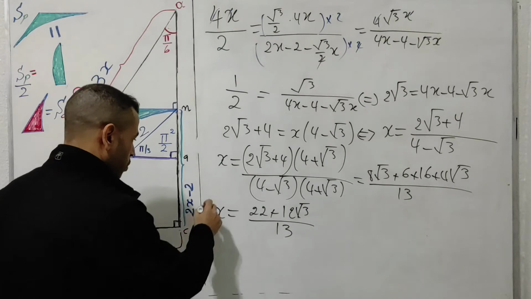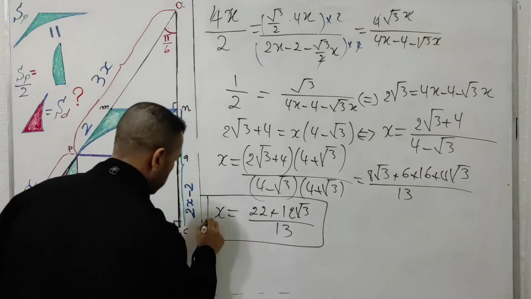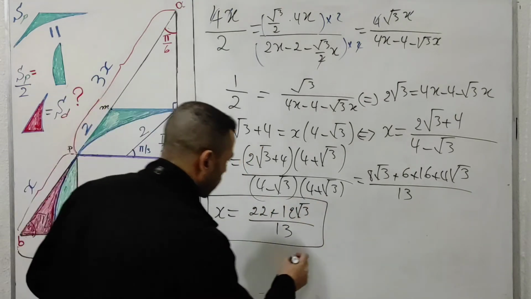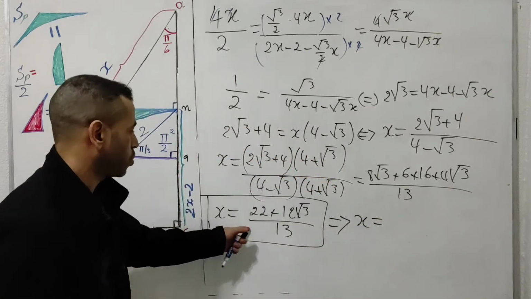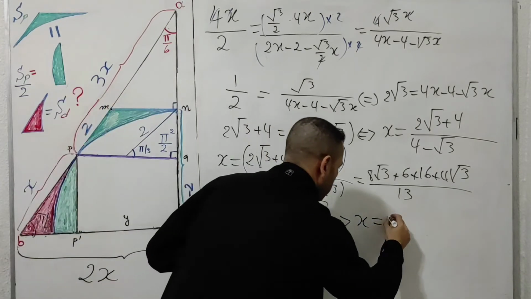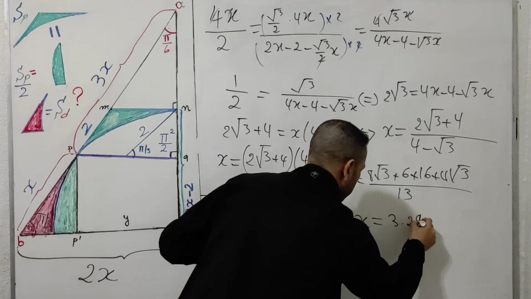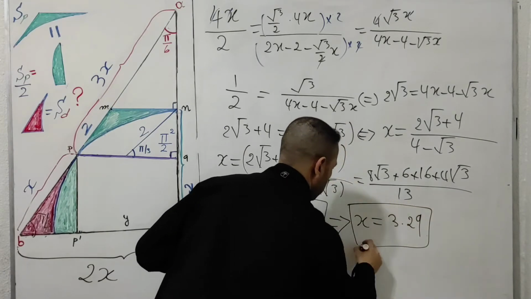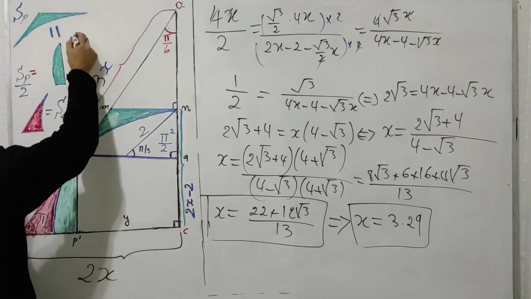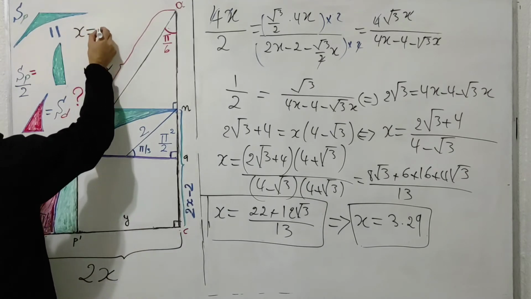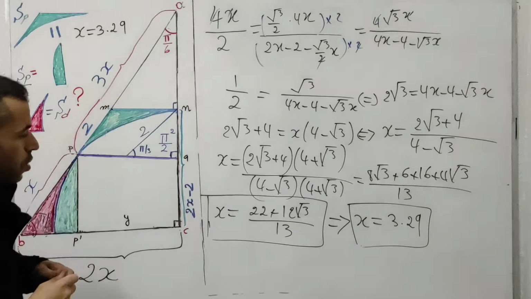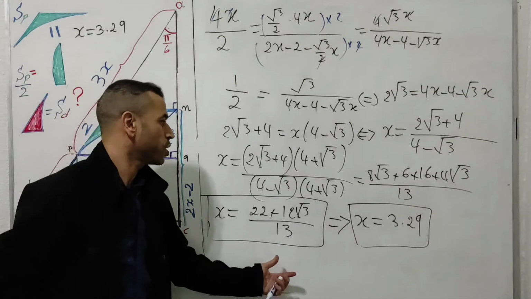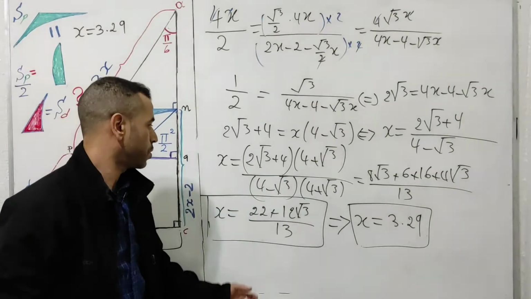Okay, so here is the x. So the value of x after calculating this one is giving you 3.29. Okay, so let's set x here equal to 3.29. Now let's clean up this board and move on to the next step.